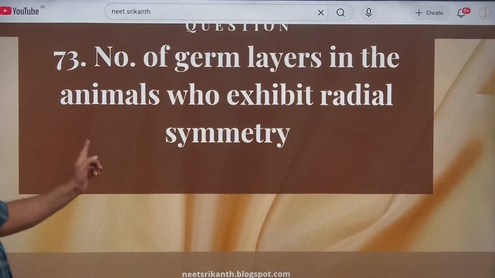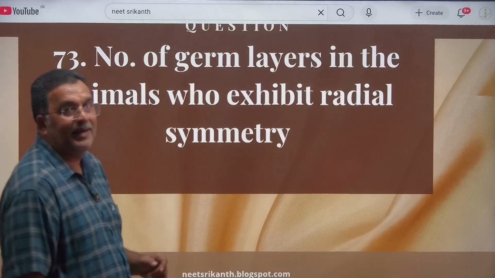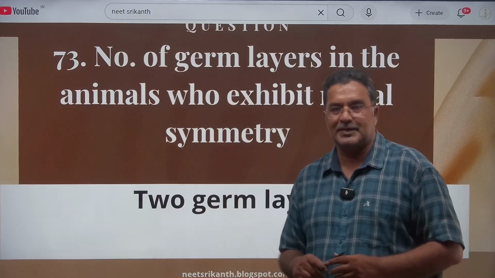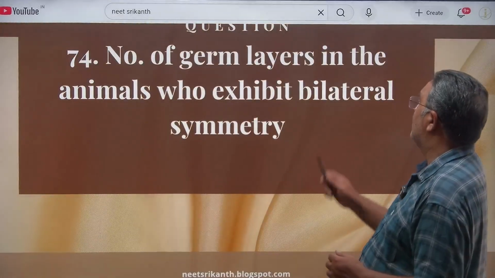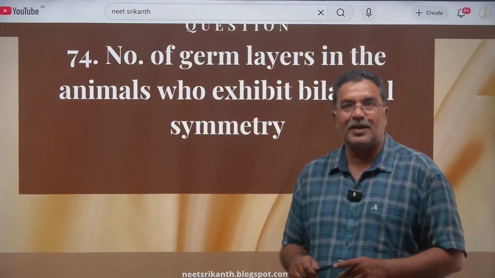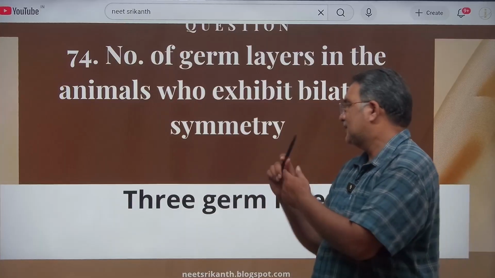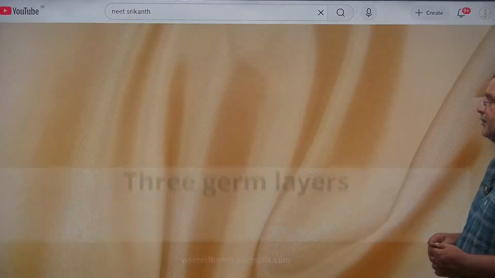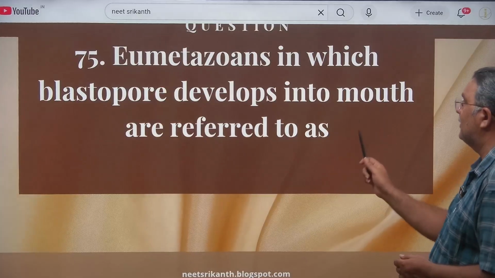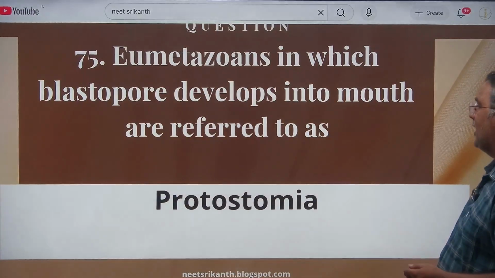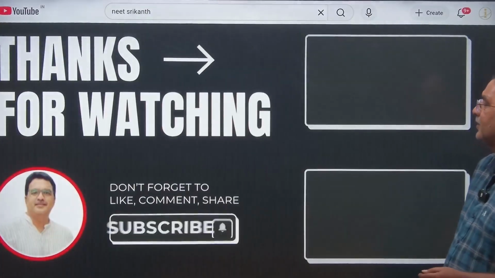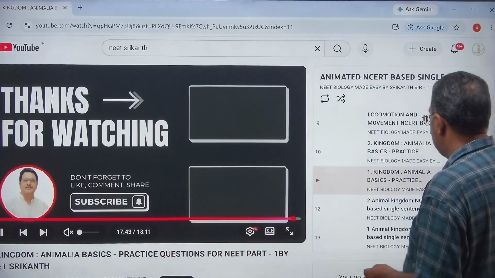Number of germ layers in animals that exhibit radial symmetry, grade Radiata, also called Diploblastica. So the answer will be two germ layers. Number of germ layers in animals that exhibit bilateral symmetry: Bilateria is also called Triploblastica, that means three germ layers. Eumetazoans in which the blastopore develops into the mouth are referred to as Protostomia. Proto means first, stoma means mouth. That's it. We continue with the second one.